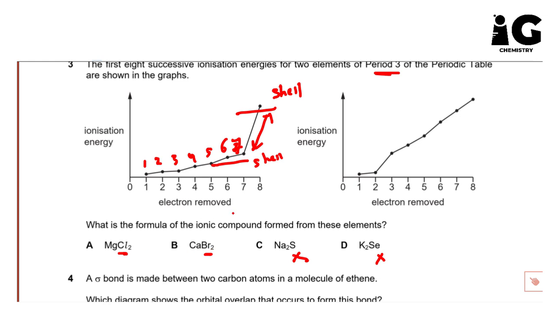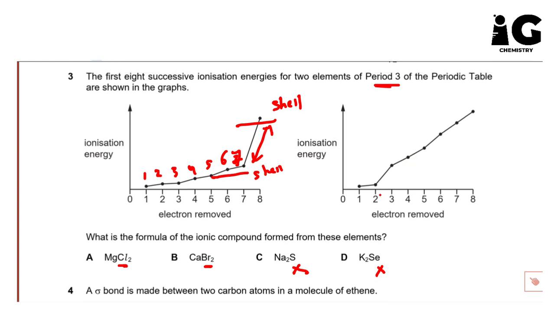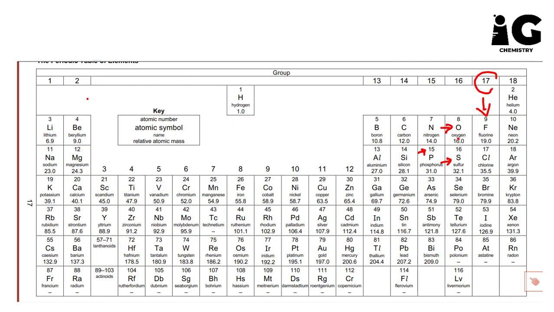Let's check the second graph here. Here we have 1 electron removed and this second electron removed. And you see also, guys, look at the big gap between 2 electrons and the other electrons. So it means the outermost shell here contains only 2 electrons. So 2 electrons only means this is an element of group 2. So it must be one of these elements.